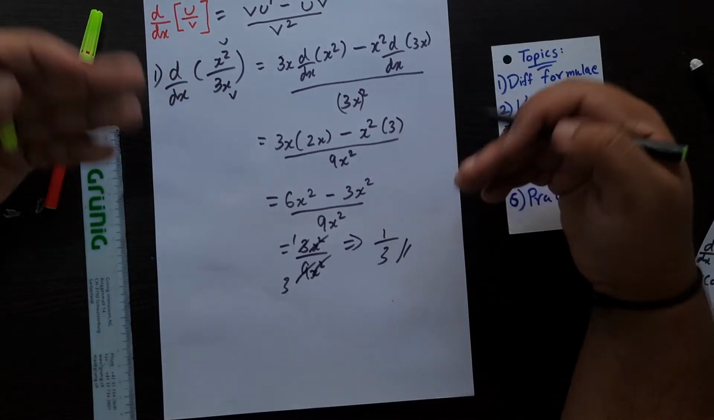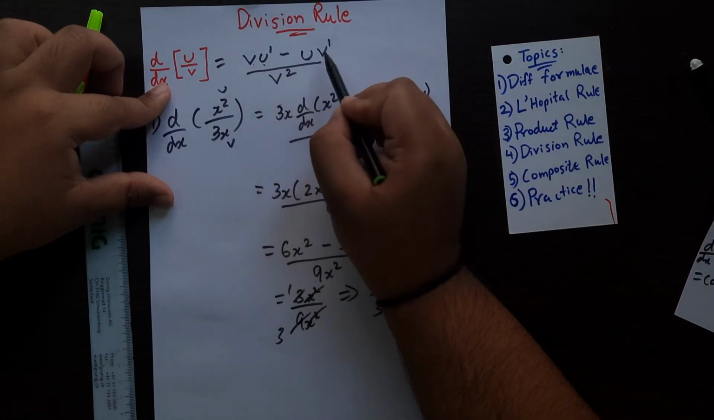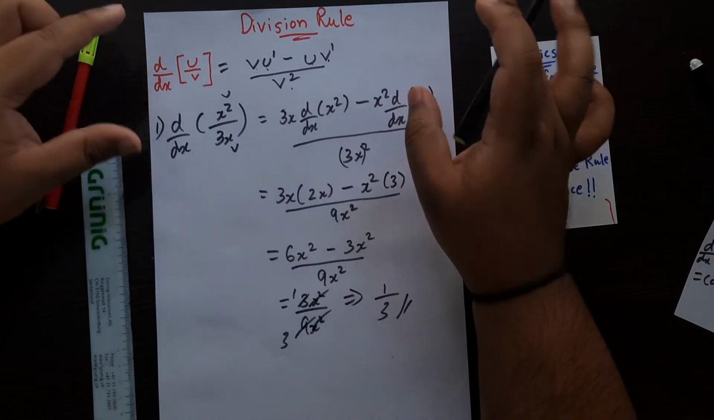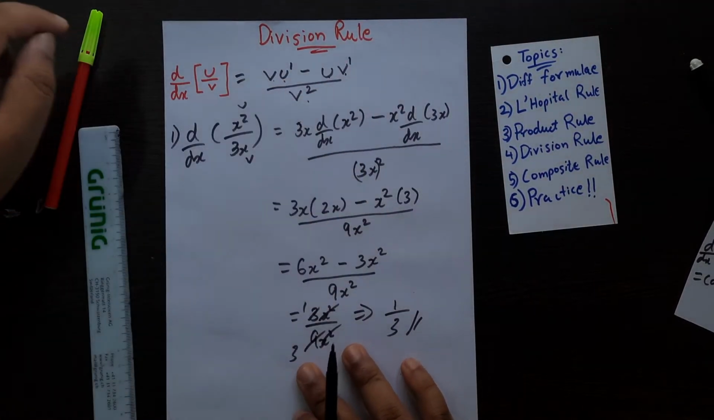So you can keep simplifying like this, and this is what you have to do in differentiation. v u dash minus u v dash by v square. Please remember this is the formula. First u will get differentiated, then v will get differentiated.